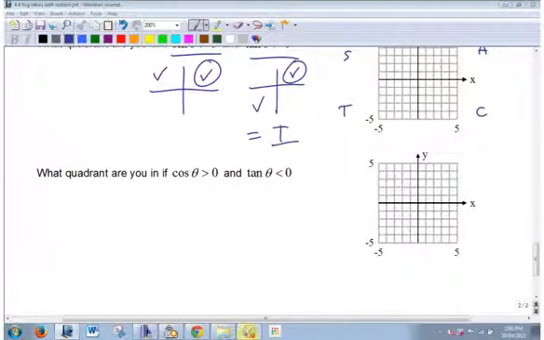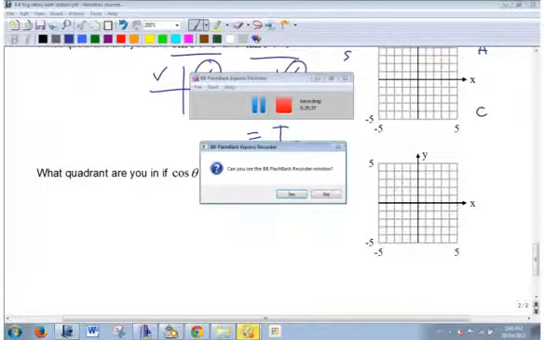Quiz tomorrow on 4.1 and 4.2. Lewis, for the 3rd time.